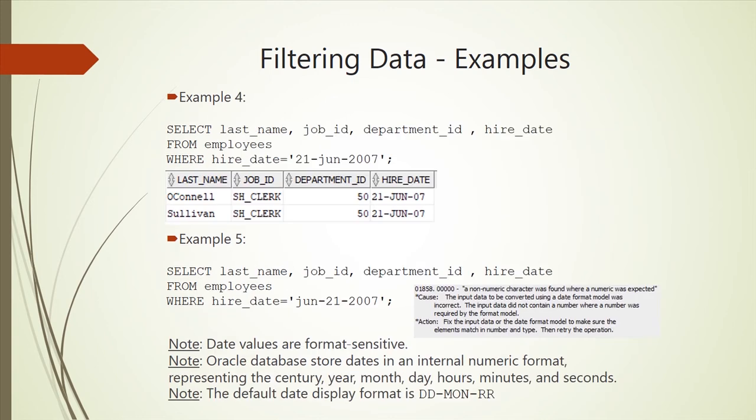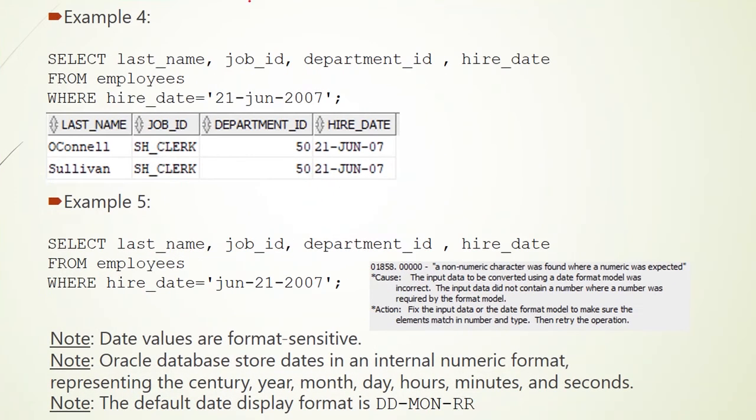You have to follow the same case as the characters stored in the table or in the database. Here: select last_name, job_id, department_id, hire_date from table employees, where hire_date equal 21 of June 2007. Also, when you are searching for date, you have to enclose the date in single quotation marks. During searching date, you have to follow a specific date format. Date values are format sensitive.